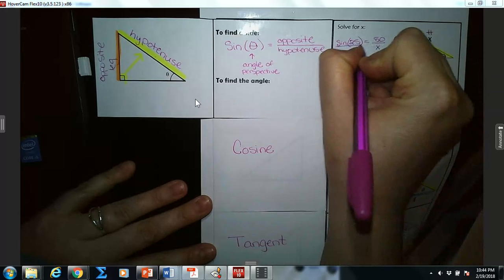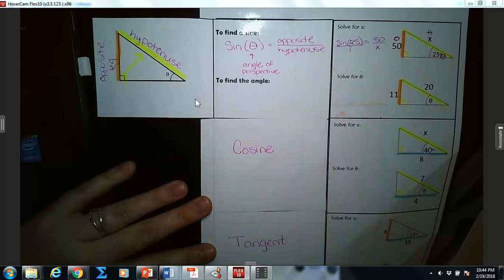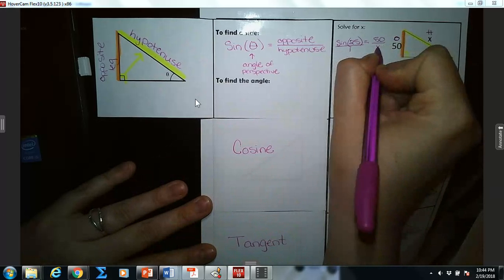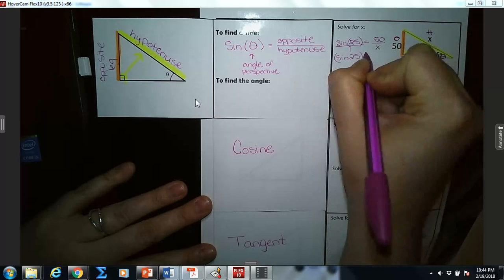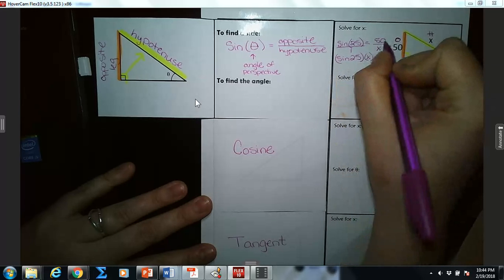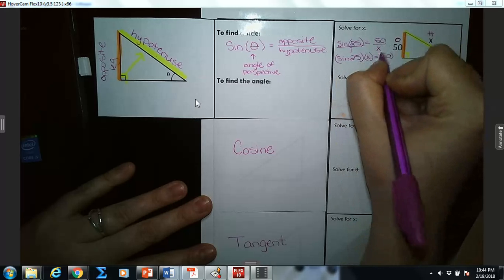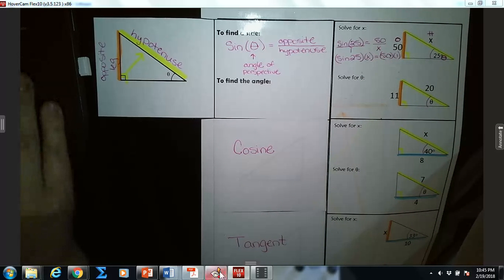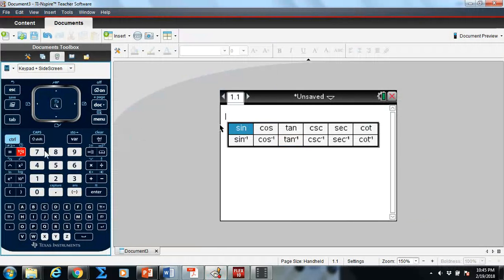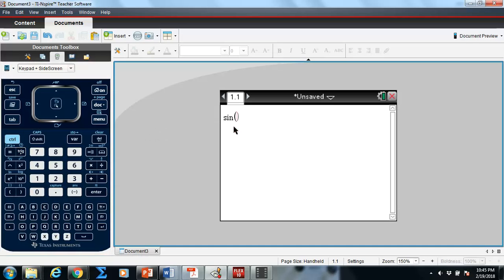So I'm going to drop a 1 underneath this sine 25, and I'm going to cross multiply. This would be sine 25 times x is equal to 50 times 1. Now here's where my calculator's coming in handy. I'm going to switch screens. In the calculator, under the trig button, I'm going to choose sine because I'm working on a sine triangle. And sine of 25 is this very irrational number.